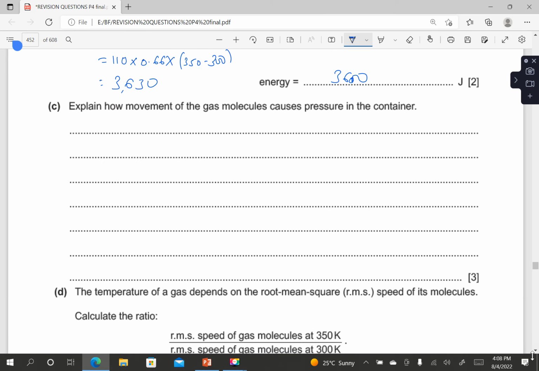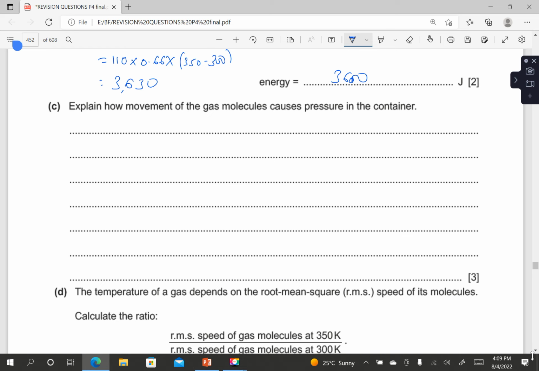Explain how movement of the gas molecules causes pressure in the container. I think I explained this. So, when a gas molecule hits the wall, it rebounds. There is a change in momentum and it experiences an impulse. By Newton's third law, the wall also experiences an equal but opposite force, or opposite impulse.